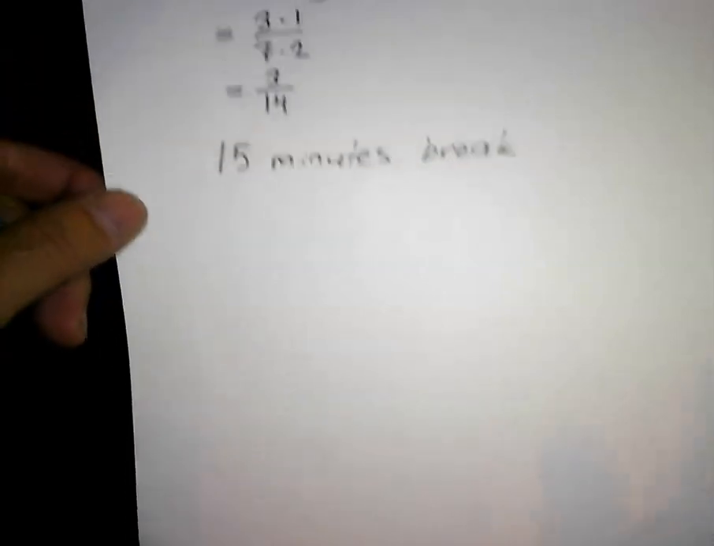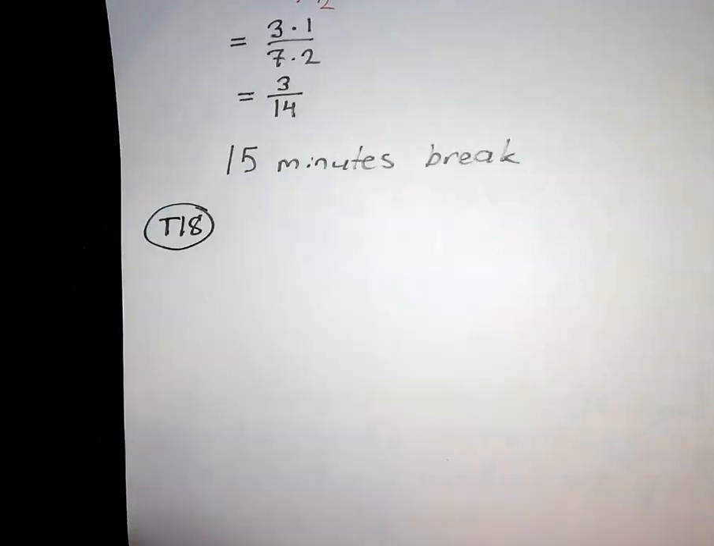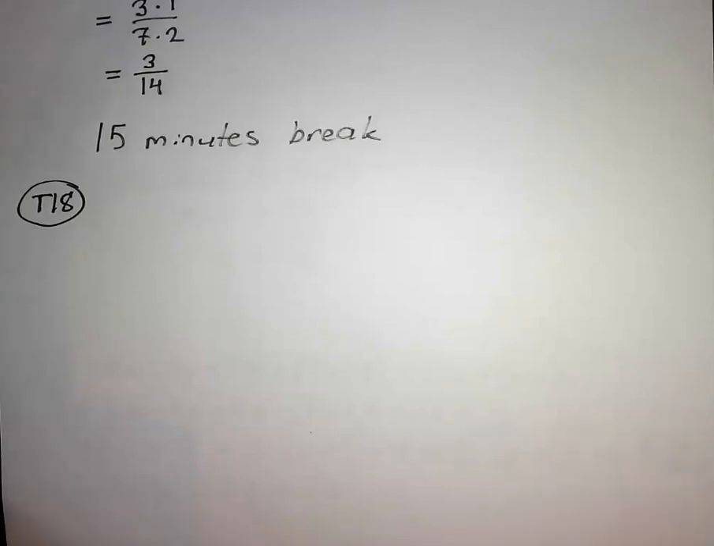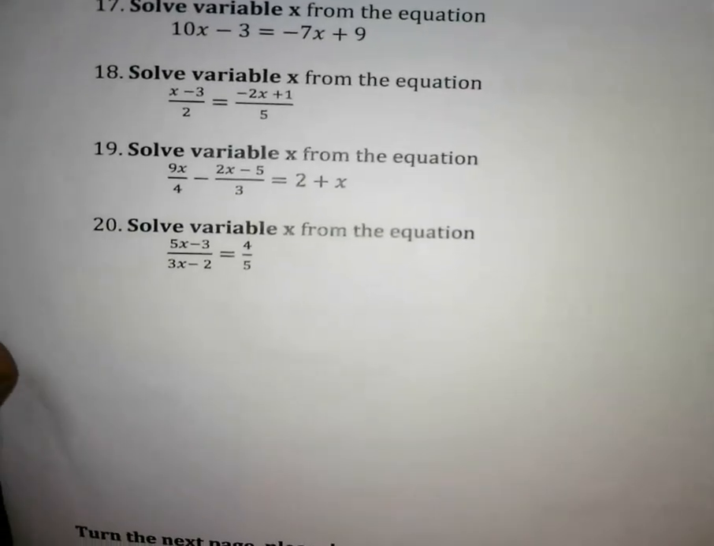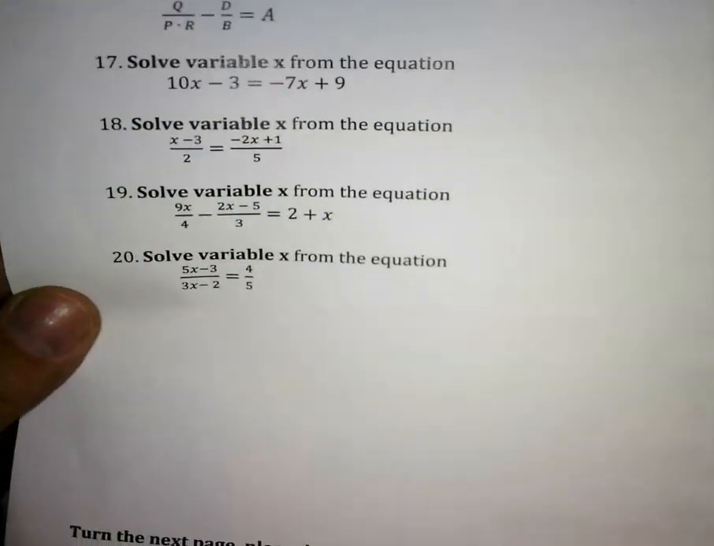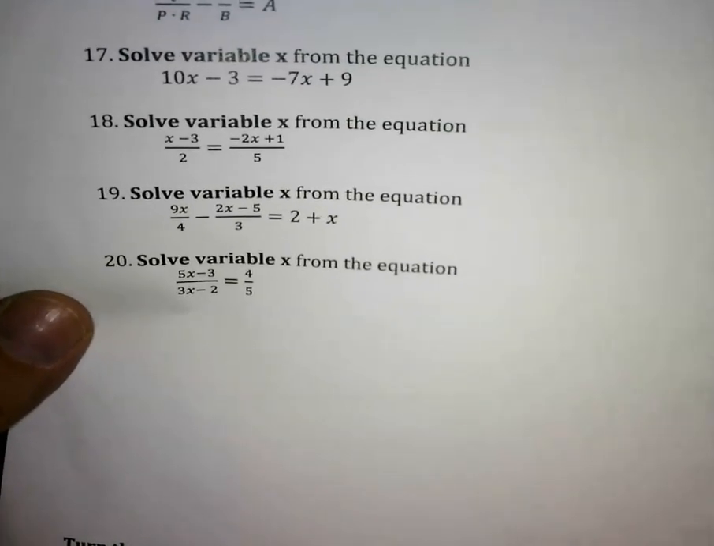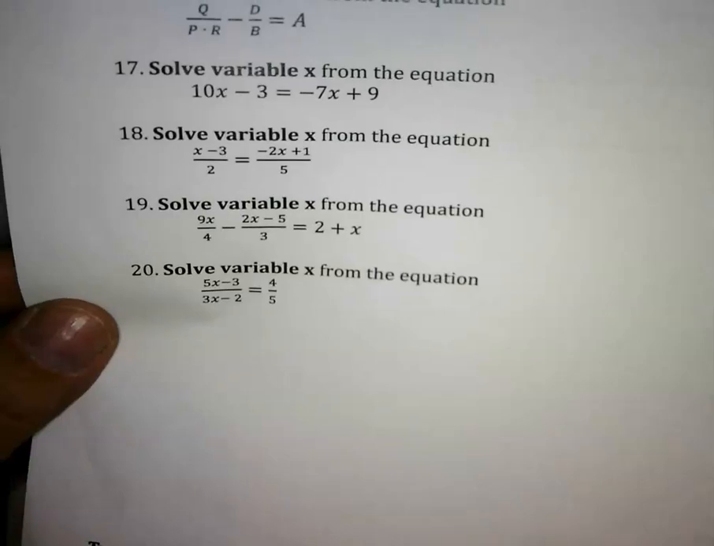Then I have order. There is problem 18, which is also solving an equation. And it was this kind of equation. I will show it first here. 18. Solve variable x from the equation, and there you see. So there are some kind of fractions in both sides of the equation. And let's look at that.